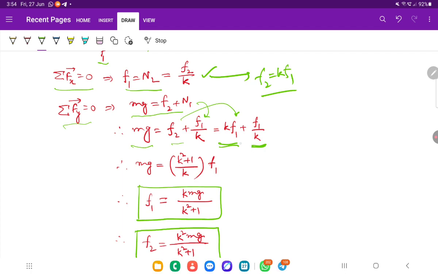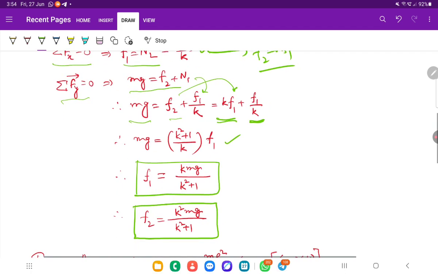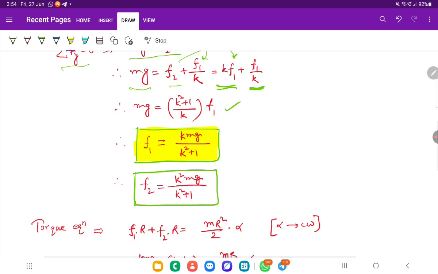So if you just take the LCM and add these two terms, you will get Mg equals this. So now I have got F1 in terms of k and Mg, right? So rearranging the terms, you will just get this: F1 equals k times Mg upon k square plus 1.